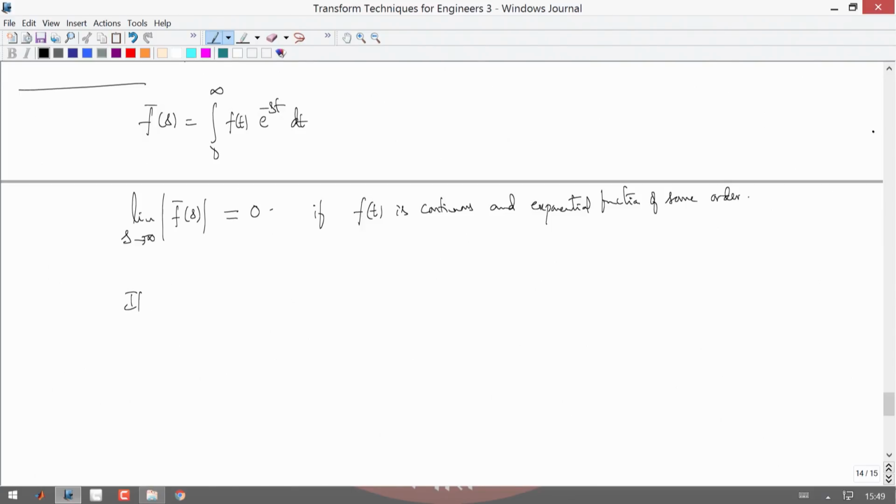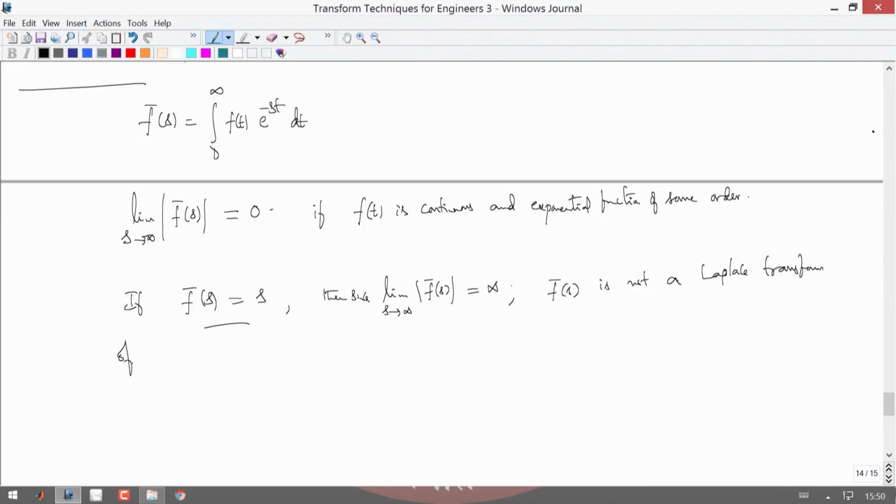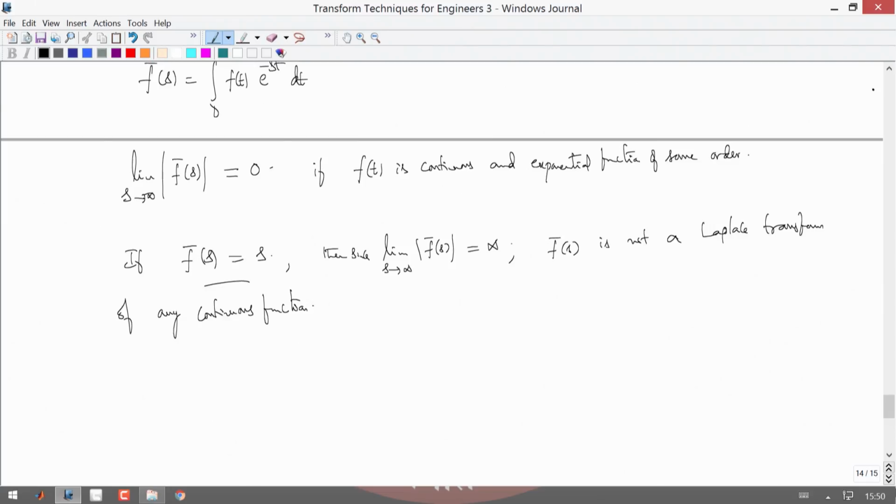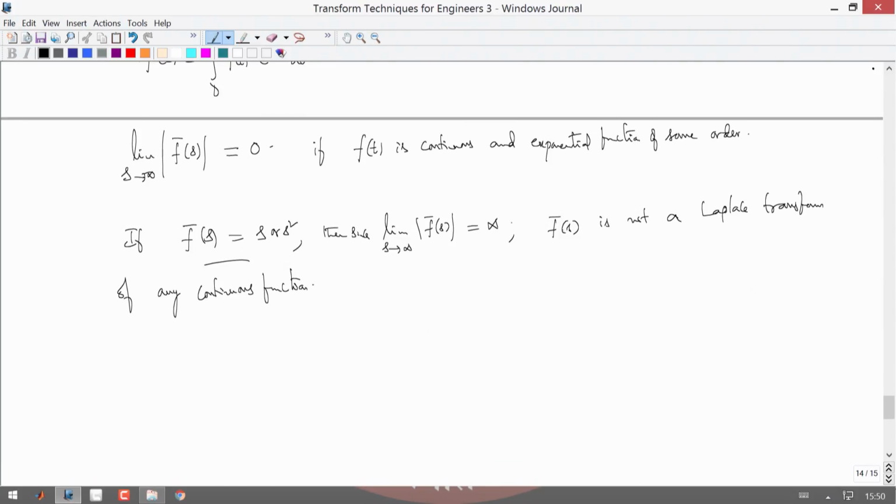From which, if f bar of s is, for example, simply s, then the limit as s goes to infinity of f bar of s is infinity. If I choose this, what we have is that f bar of s is not a Laplace transform of any continuous function. Okay. So, not just s, you can also write s square, s cube, any polynomial in s. You can see that this is not the Laplace transform of any continuous function.